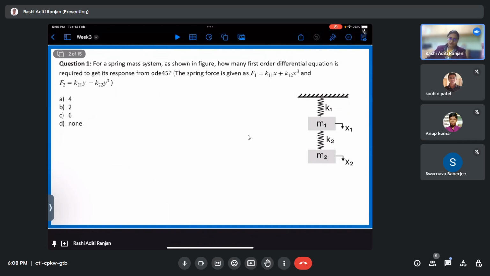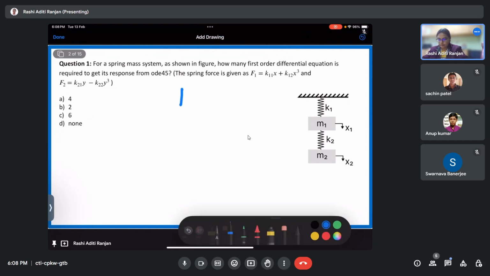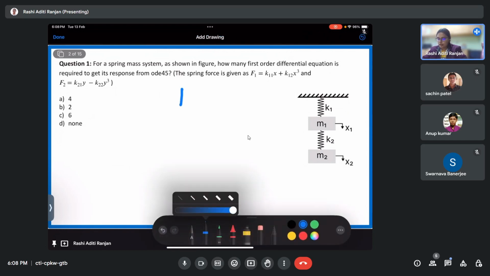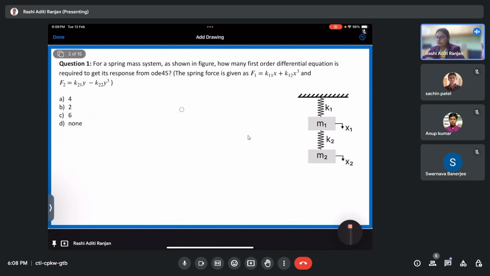Coming on to its equation of motion, I've discussed this question earlier also. Still, I'll go through it briefly so that it will be useful and you'll remember how we use the force balance method to find the equation of motion. If you remember, there are two masses, two springs, x1 and x2. So this is a 2 degree of freedom system, right? x1 and x2 are independent of each other.